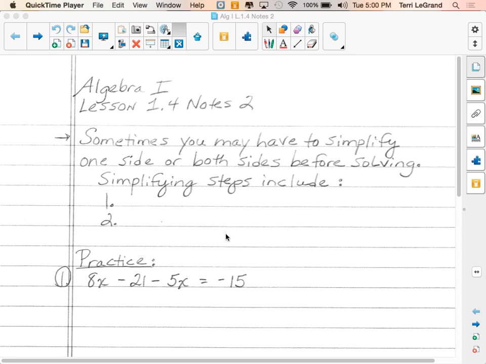Okay, moving on from what we were doing yesterday, in lesson 1.4, our learning goal has been I can solve multi-step equations, so they require more than undoing of one operation to solve it. Well, today we're going to add to those.